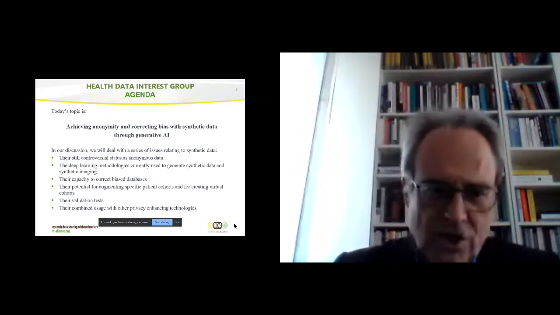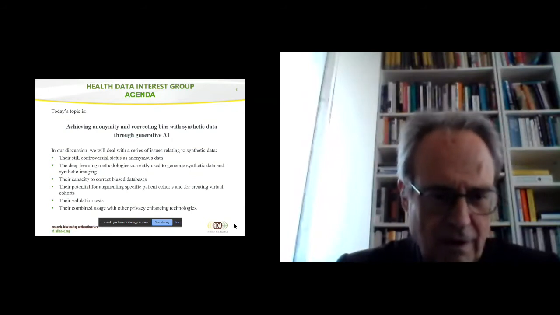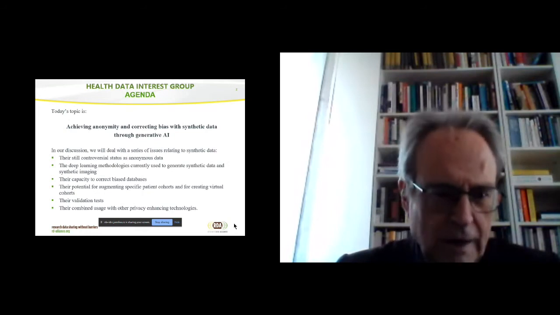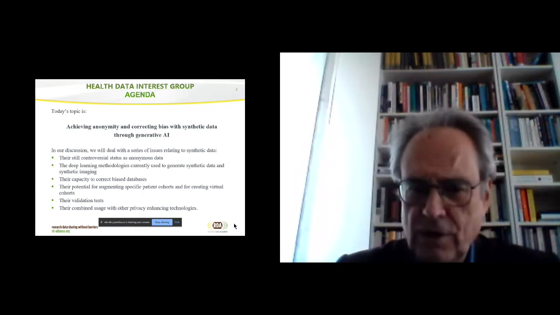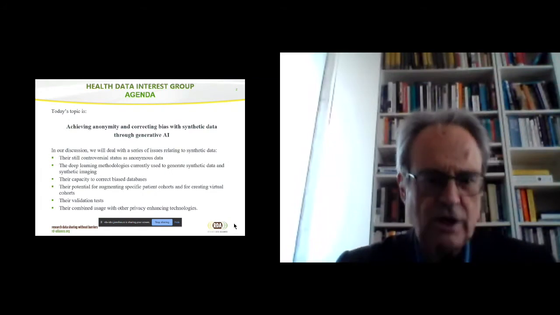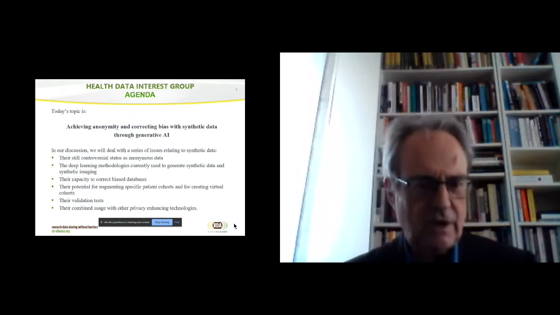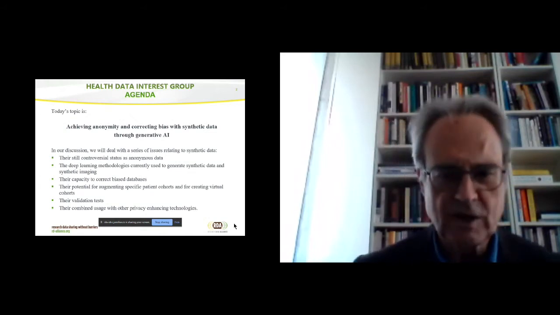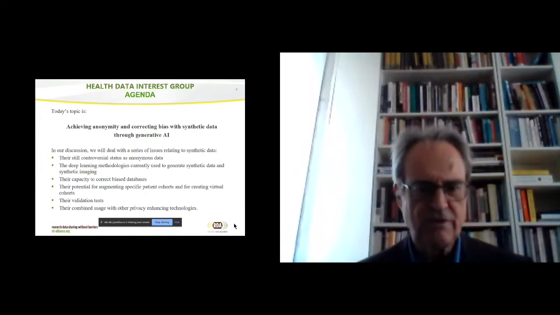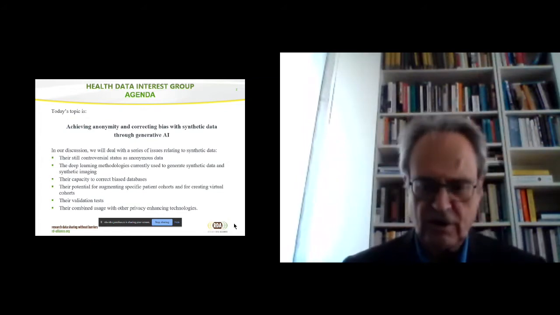In our discussion, we will deal with a series of issues relating to synthetic data. First, their still controversial status as anonymous data, the deep learning methodologies currently used to generate synthetic data and synthetic imaging, their capacity to correct biased databases, the potential for augmenting specific patient cohorts and for creating virtual cohorts, their validation tests, their combined usage with other privacy-enhancing technologies.